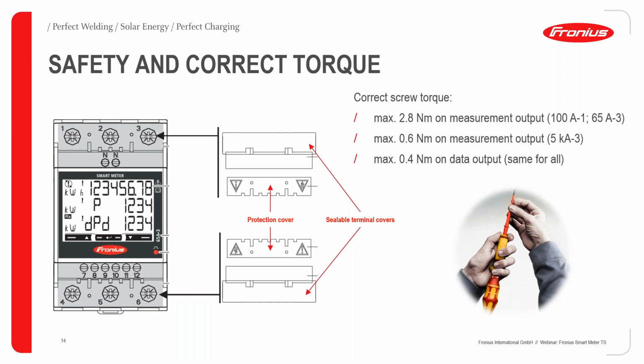The only difference is the 5 kiloamp smart meter, which only has 0.6 Newton meter on the measurement output, just because we don't run any load over this line. It's just for the voltage measurement. And for the data output, we have on all of our types 0.4 Newton meters.